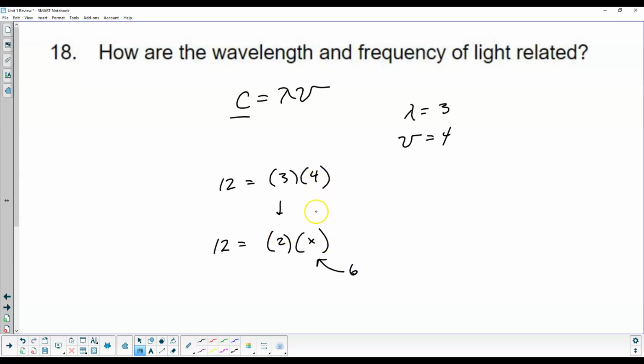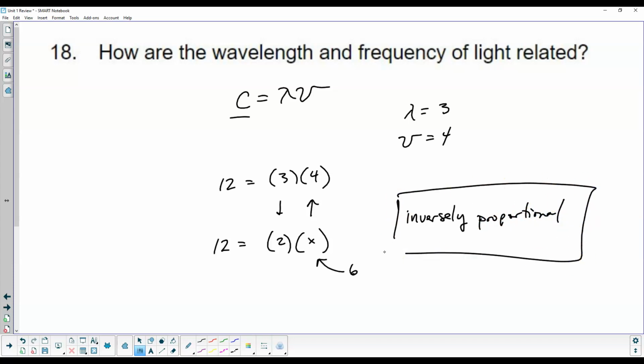So if this is 6, wavelength went down, frequency went up. So how are they related? This is called inversely proportional. They do the opposite thing. One goes down, one goes up, and vice versa. Inverse proportion.